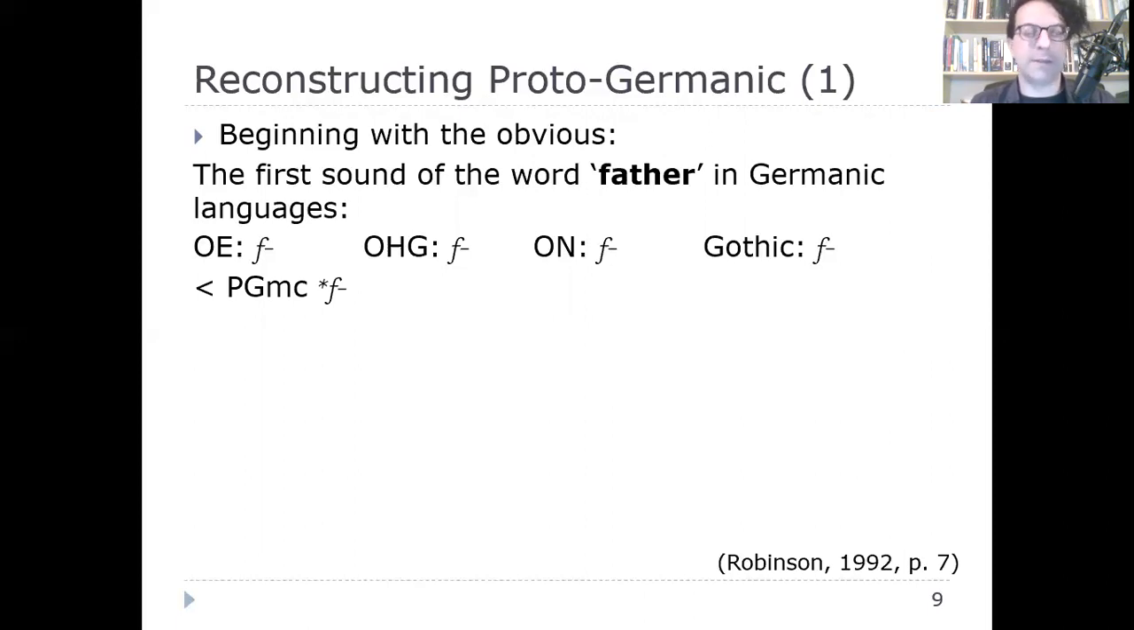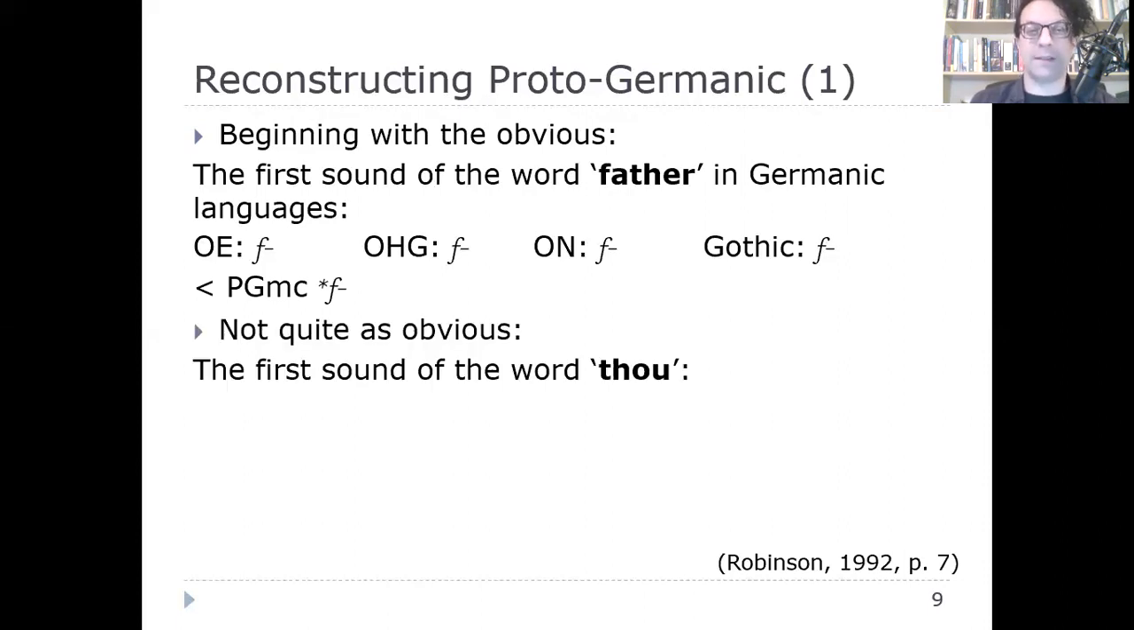However, note the asterisk here. The asterisk means that this F sound that we're reconstructing now for Proto-Germanic is not to be found in any text directly. It's been reconstructed. It's based on our knowledge of the Old English word, the Old High German word, the Old Norse word, the Gothic word, and so on for father. And based on this knowledge, extrapolated from that, we can say Proto-Germanic very probably had an F sound there at the beginning of the word for father. Okay, now you're probably thinking, why are we doing this? This is very, very easy. Not quite so obvious. Let's take it one step further.